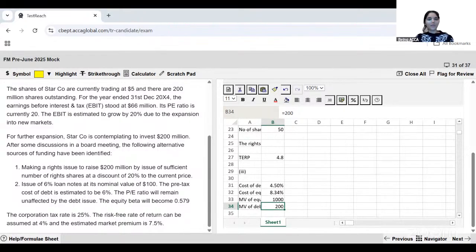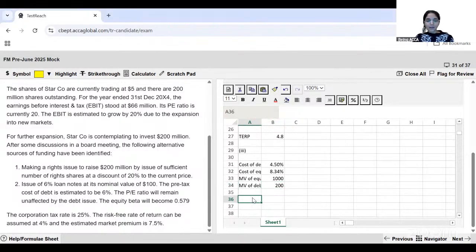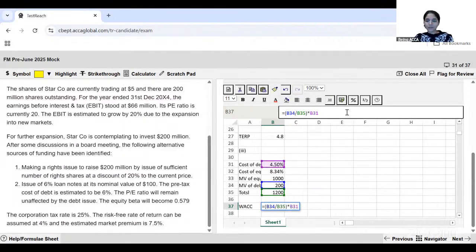Now calculation of WACC is going to be a piece of cake. So your WACC can be calculated as, first of all, you find out the proportion. Let's also work around the total. Total of market value is going to be 1000 plus 200, which will be 1200. So your WACC is going to be, this fraction is for debt. This will be multiplied with your cost of debt. This is the first part of our working.